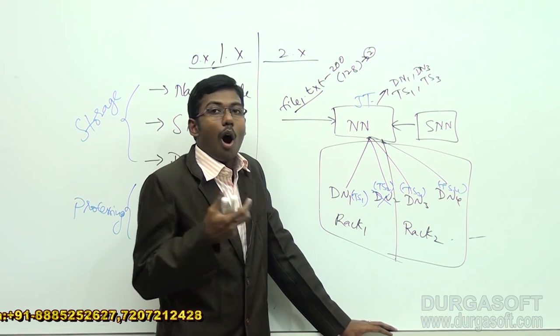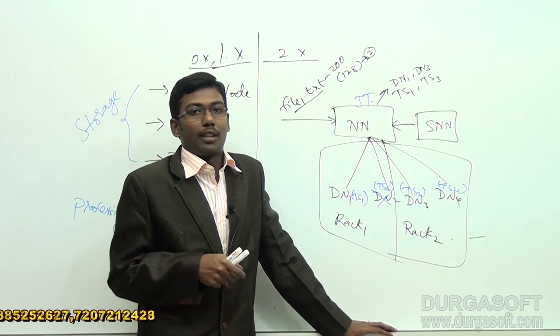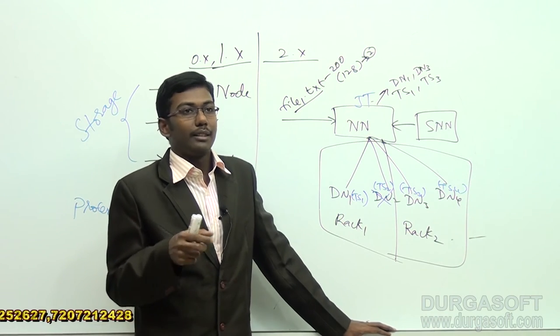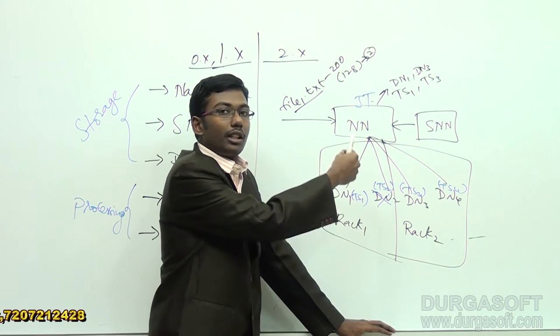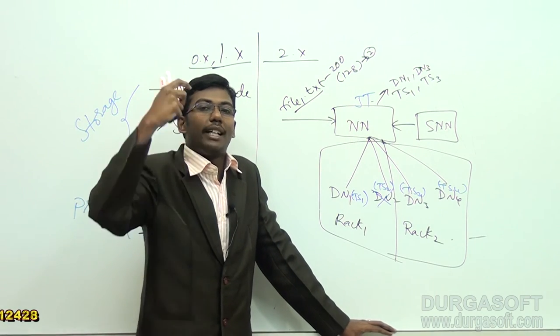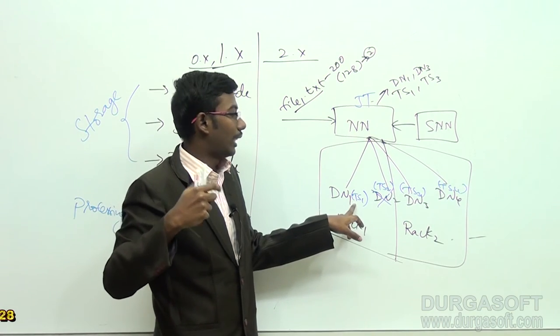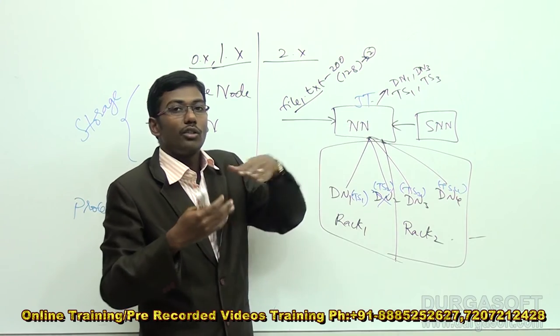This is what we call the heartbeat mechanism, the heartbeat concept in the Hadoop cluster. What is meant by the heartbeat mechanism? The task tracker will always give the response, yes, I am on, I am up and running, I am available to take the task. Like this, the task tracker gives the response to the job tracker at periodic intervals.